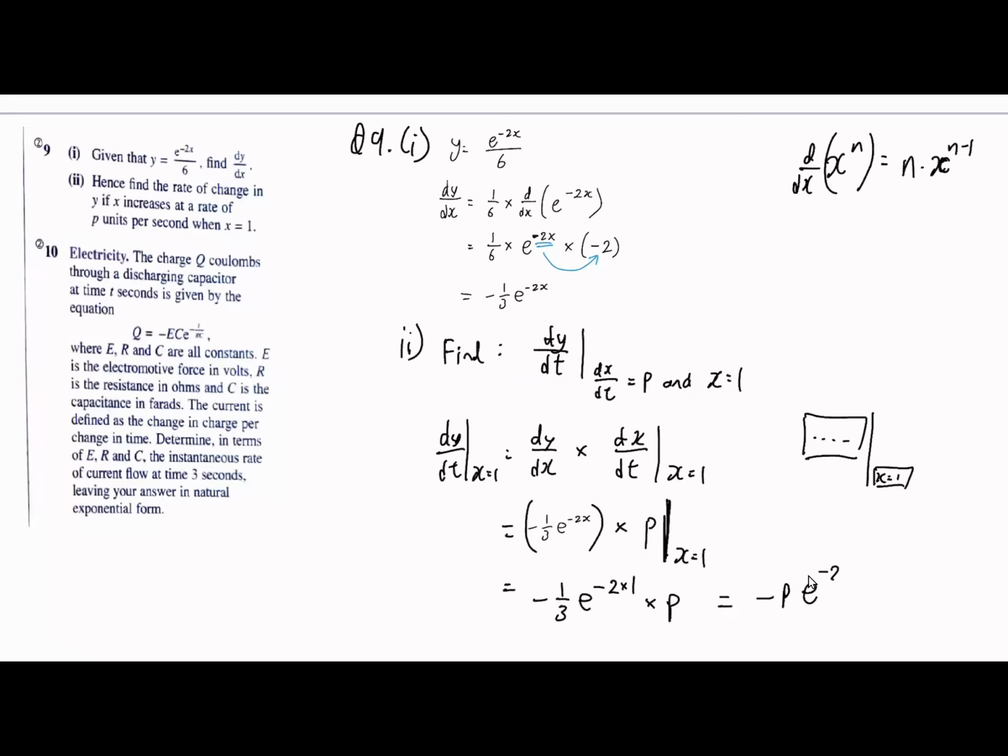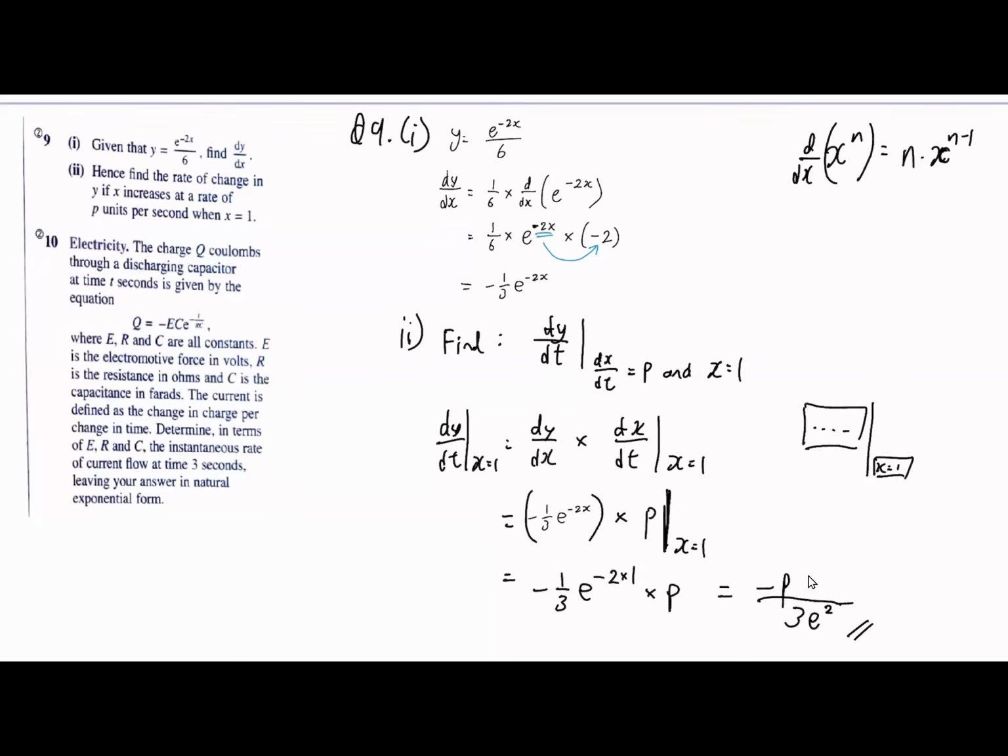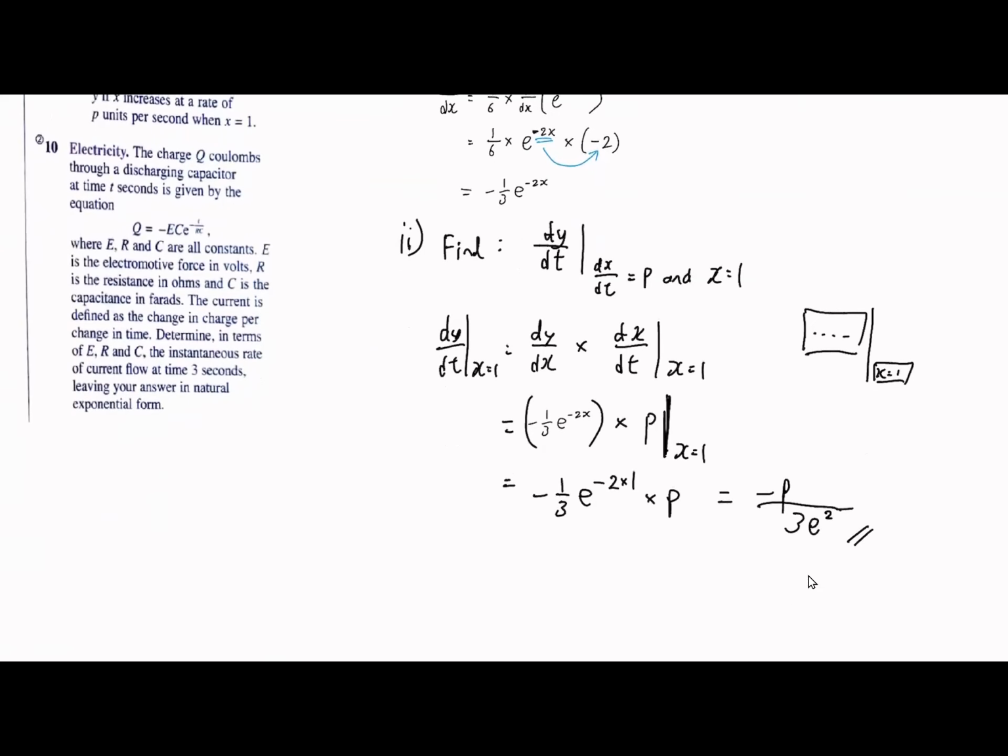Make it look even nicer. The e can go down: -p over 3e squared. That's the exact answer. Don't need to use a calculator. That's it for question 9. Moving on, question 10. Let's take a look.